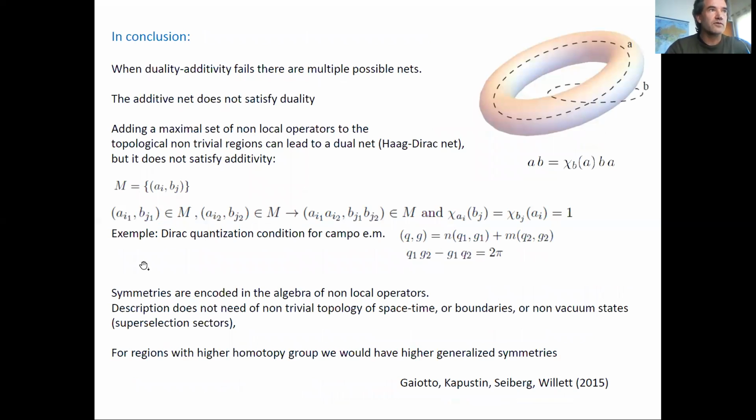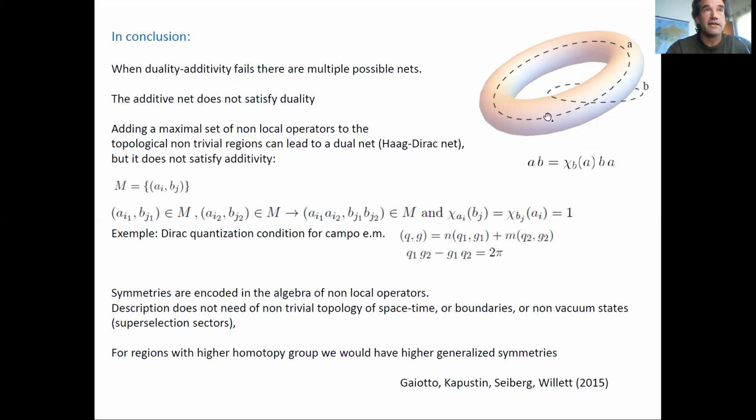So in conclusion for this part, when a net of algebras does not satisfy duality and additivity, at least in the simplest way, then there are multiple choices of the nets. You can assign different algebras to the regions, and still the full operator content of the theory is the same. For example, here you can take away this A and take away this B from the algebras of these regions, and you have the additive algebras only.